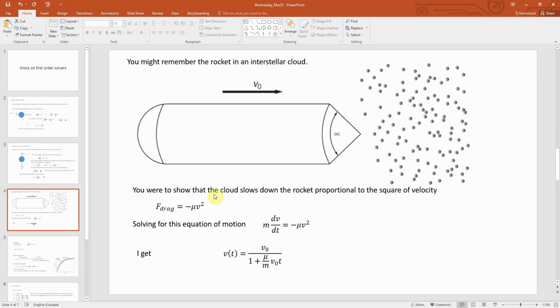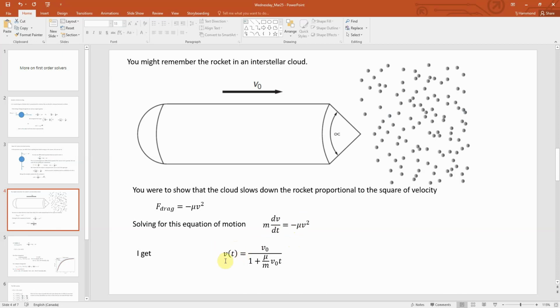So anyways, if we have a drag that is proportional to the velocity squared, as we have here, then we get this differential equation: m dv by dt is equal to negative mu v squared. Of course we can divide by m, and then bring the dt over to the right-hand side and the v squared to the left-hand side. So we get dv by v squared is equal to negative mu over m dt. Again, we integrate, but the integral of 1 over v squared, instead of being the logarithm, is, of course, negative 1 over v.